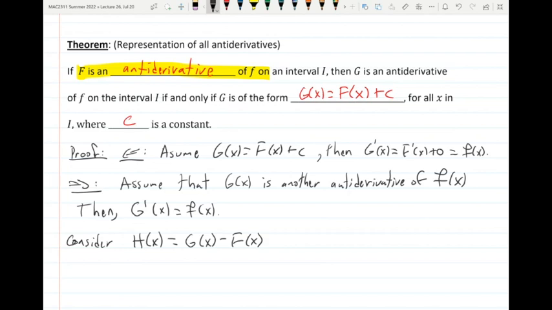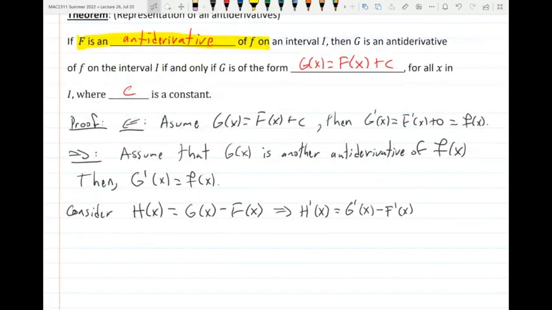I have two functions. I have my capital F. I have my capital G. I can look at their difference. This is a new function. Everybody agree with this? Now, what can we say about this function? Let's see. What happens if I take the derivative? What's the derivative of h? Should be 0. So let's see. This is g prime minus f prime, right? Derivative of a difference is the difference of the derivatives.